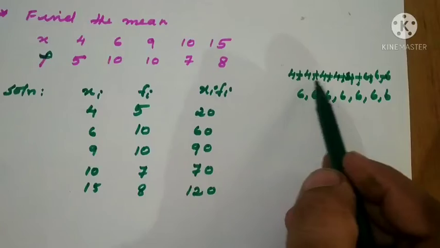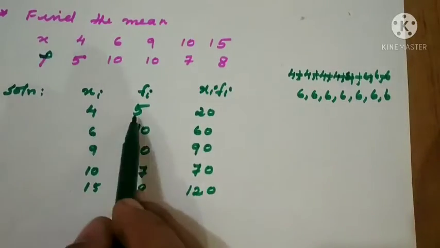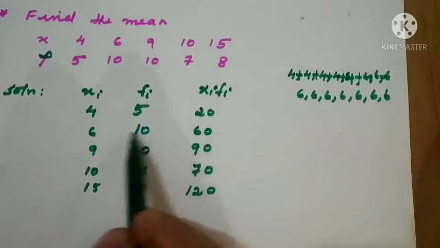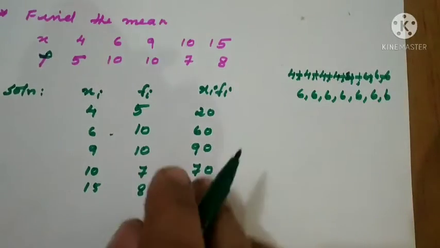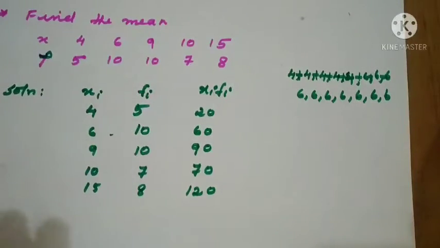Right? So 4 is added 5 times, that means 4 into 5. 6 is added 10 times, that is 6 into 10, right? So we got it like this. Here we have taken the product. The meaning is the same. We are doing the sum of the observations, the summation.